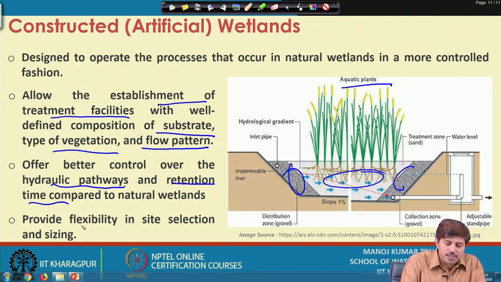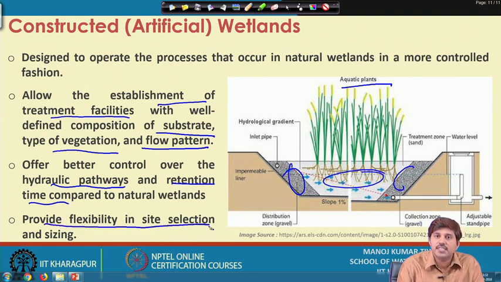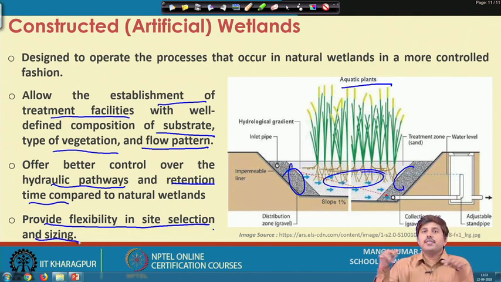An additional thing is that constructed wetlands also provide flexibility in site selection, because natural wetlands exist only at fixed sites, but a constructed wetland you can create anywhere, even in an urban setup. So, we get flexibility in site selection, and in sizing also, to what size we want to create. Depending on the land area available and the flow requirements, we can set the dimensions and identify the appropriate location for constructing these wetlands.